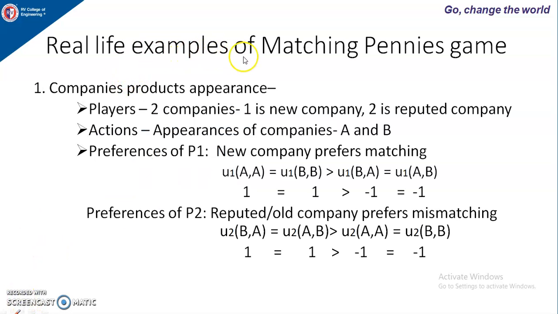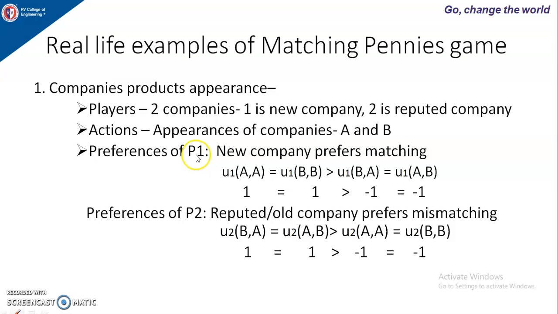Real life examples of matching pennies game. The first example is a company's product appearance. Here the players are two companies. The first one is a new company and the second is a reputed company. The actions available to the players are appearances of the companies, that is A and B.